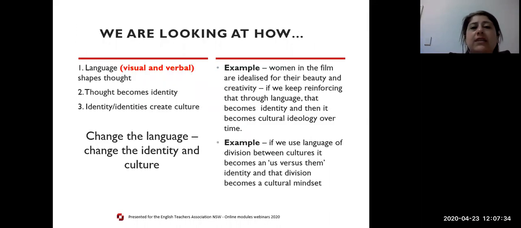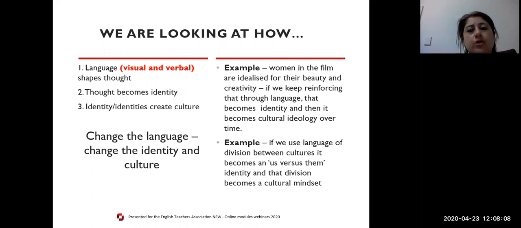So essentially, in a nutshell, we're looking at how language, what we see visually in the film and what we hear verbally, how is that shaping the thought processes of people in the film and possibly Australians outside the film watching that text? How does that thought then become our identity? And then how does that identity become our culture? So it's a three-part system. And I've put there for you, if you change the language that you use, you often change the identity and the culture, because they really are interconnected.